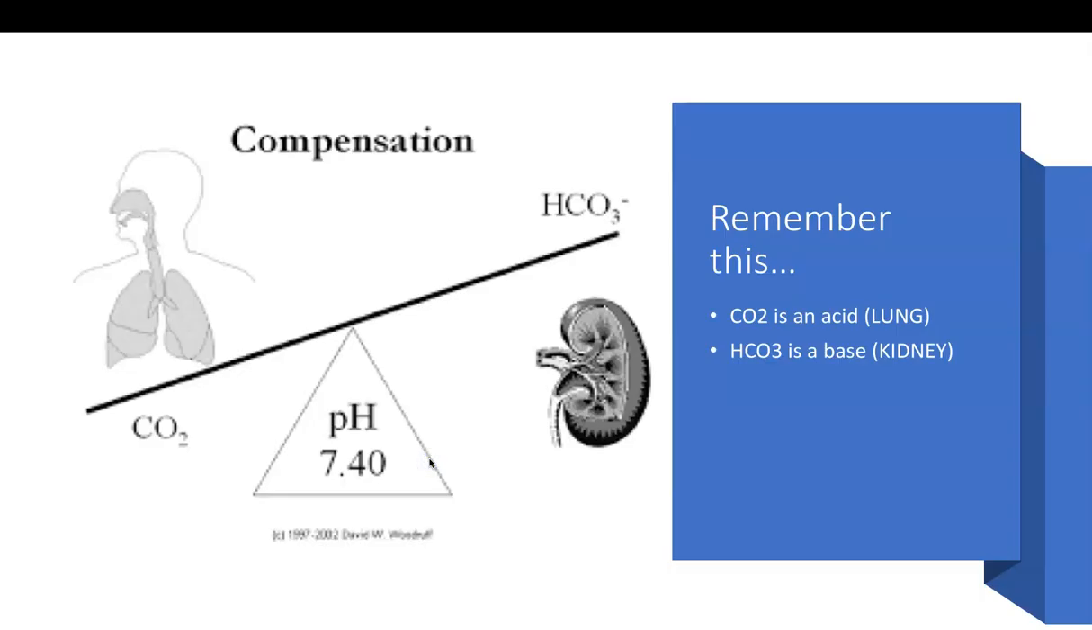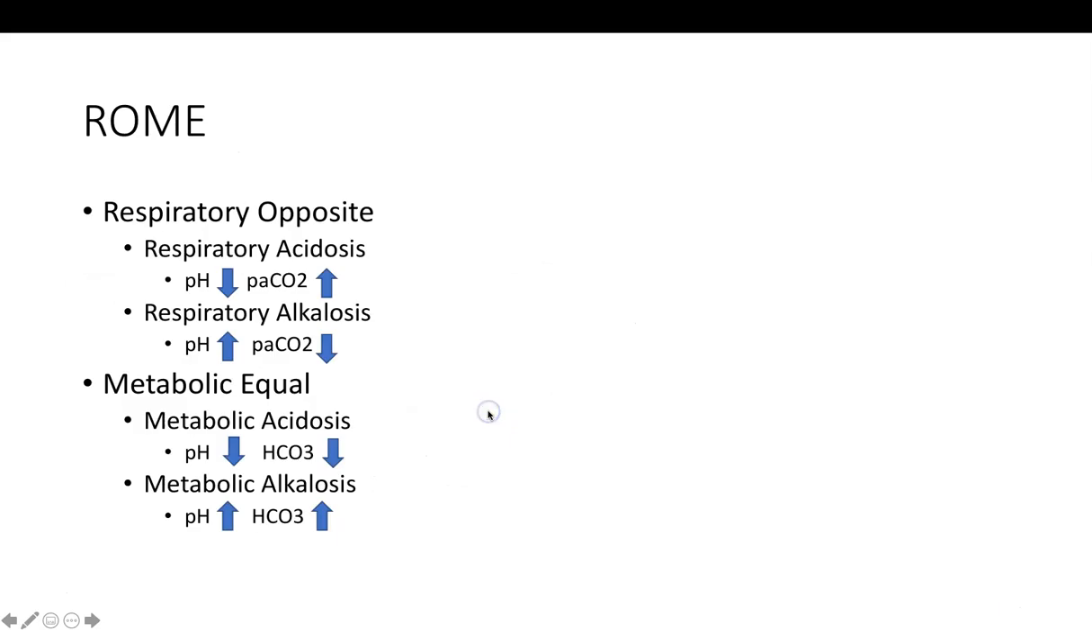Compensation. Again, remember that CO2 is your respiratory acid, and your bicarb is your base, and it comes from the kidneys. Your body's going to compensate by altering those two things to keep our pH within a normal range. It's kind of like a balance all the time. So for this, we're looking at this acronym, ROME: respiratory opposite, metabolic equal. When I told you to draw your arrows, this is the purpose of that.